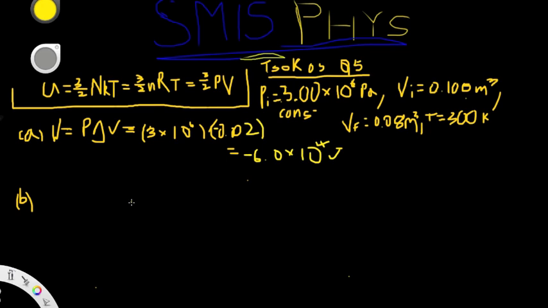now B part. For B part we'll need to utilize the first law. Delta U, change in internal energy, is equal to Q minus W, and thus to find the thermal energy taken out, we must find the change in internal energy of the gas.